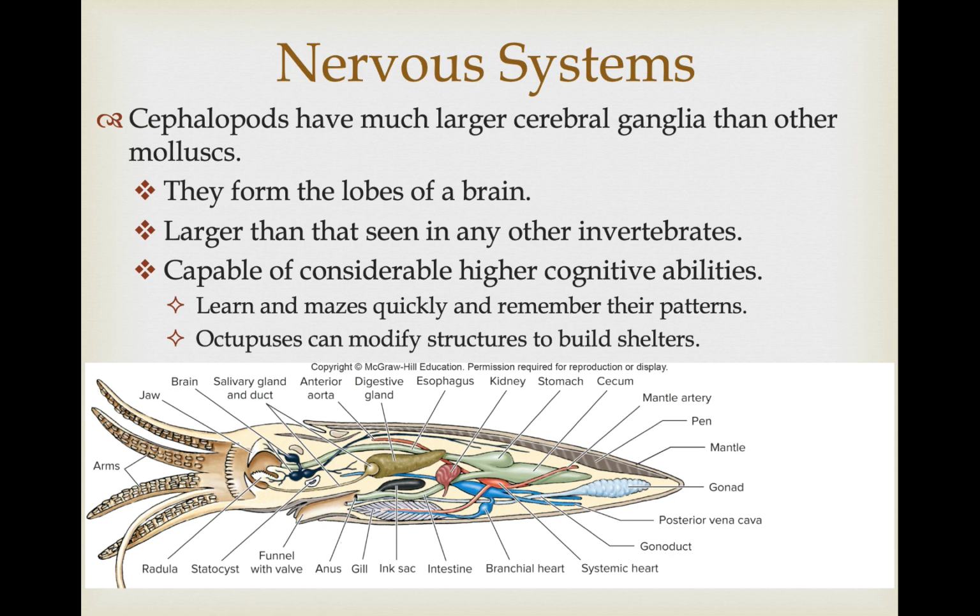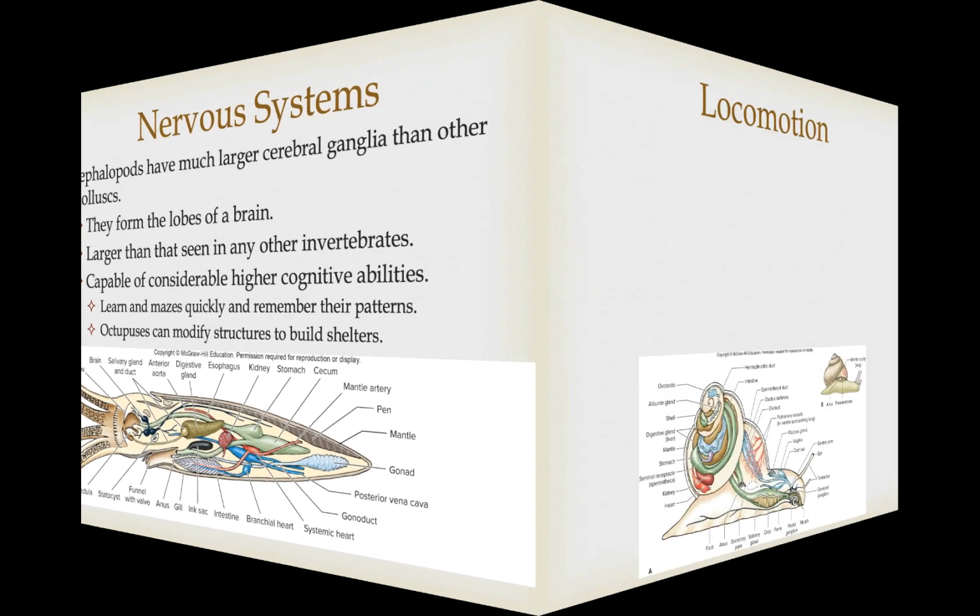They can learn mazes really quickly. They can remember patterns when tested in a laboratory setting. And octopuses can even build shelters to protect themselves, which is important. If you're going to lose your protective shell for agility, it would make sense that you also get smarter and know how to deal effectively with predator attacks.